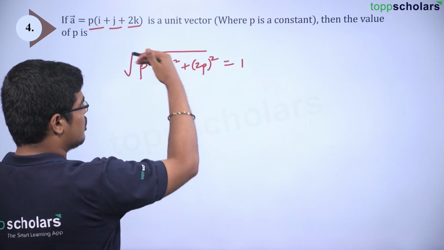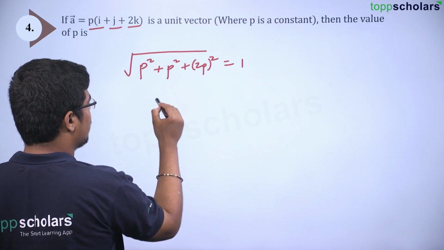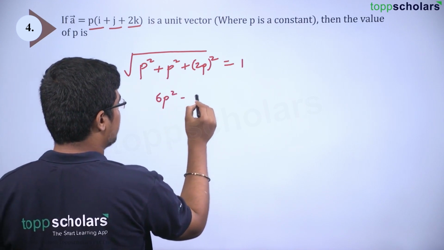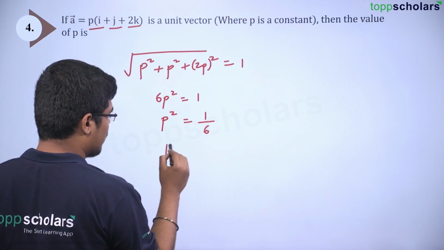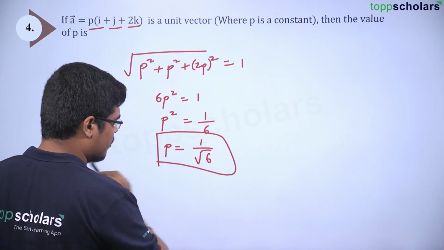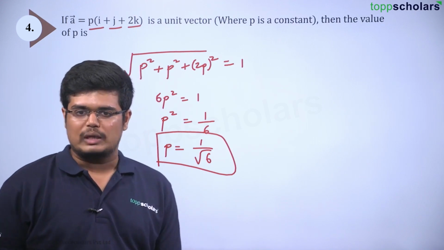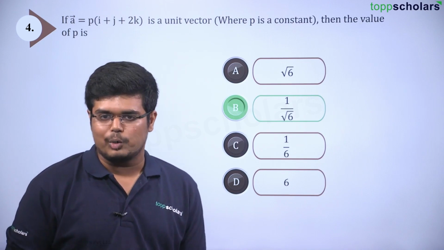We square both sides so that the root is gone. So we have p square and 4p square, which becomes 6p square, which is 1. So from here, students, p square is 1 by 6. You take the square root, but only the positive square root because magnitude can't be negative. So we have p is 1 upon root 6. So that is the answer. The correct option is B, 1 upon root 6.